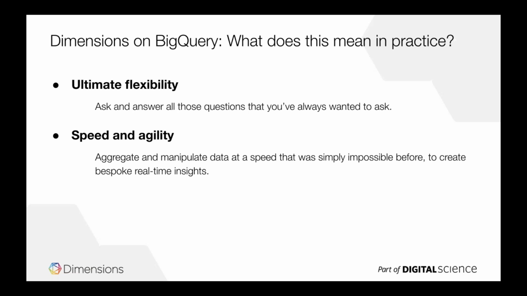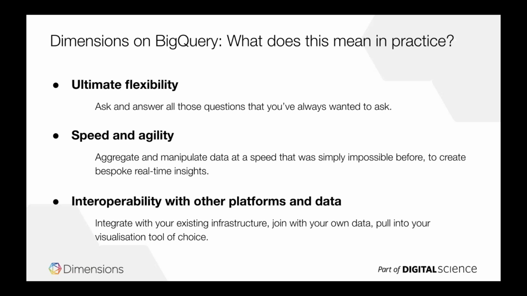Speed and agility. You can aggregate and manipulate the data, as mentioned, at a very high speed. And especially if you have been using the API, if you've been trying to do these same sorts of things with the API in the past, you will see a massive difference in how things can be done with BigQuery in this respect. And finally, the interoperability with other platforms and data. That's another very strong feature of Dimensions on BigQuery. You can easily access the data from any of the visualization or intelligence platforms you have been using in the past, as well as combining the BigQuery data with other data sets on Google or with your own data sets.